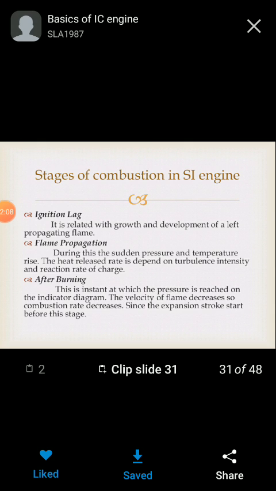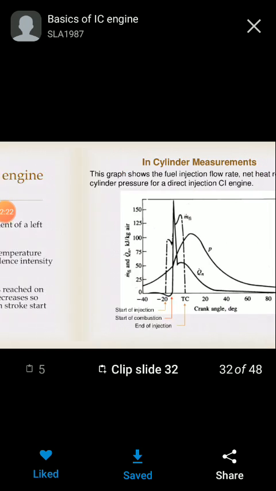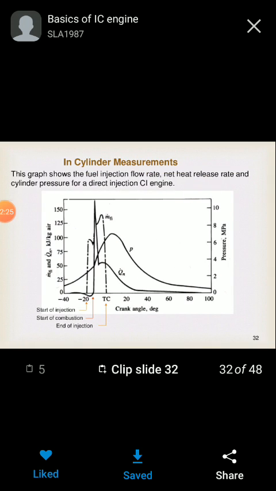After burning, this is the instant at which the peak pressure is reached on the indicator diagram. The velocity of the flame decreases, so the combustion rate decreases, since the expansion stroke starts before this stage. In cylinder measurement, this graph shows the fuel injection rate, net heat release rate, and the cylinder pressure for a direct injection compression ignition engine, CI engines.